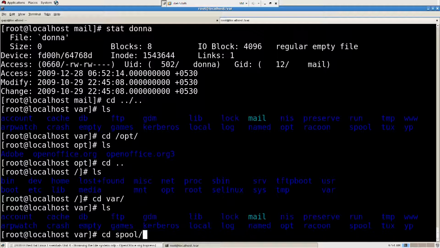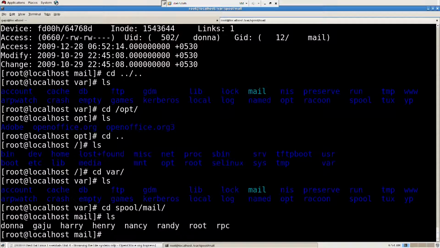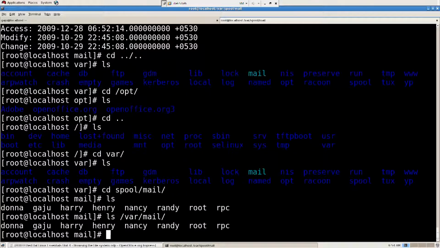Spool. So here also we have mails, and in this directory also we have mails. So I'm going to say ls. So what's the difference?